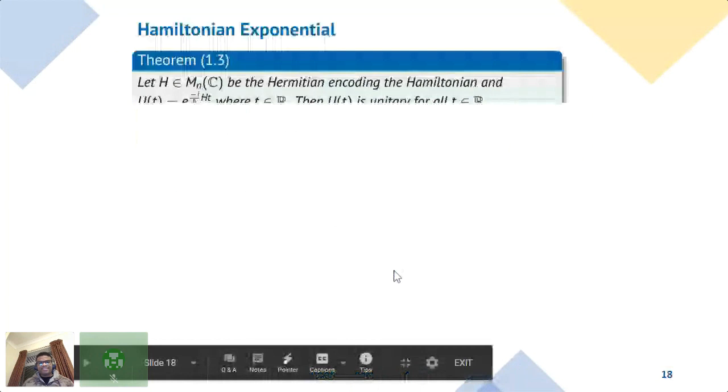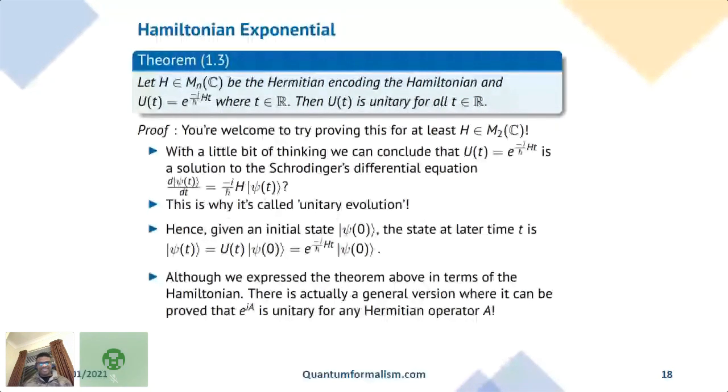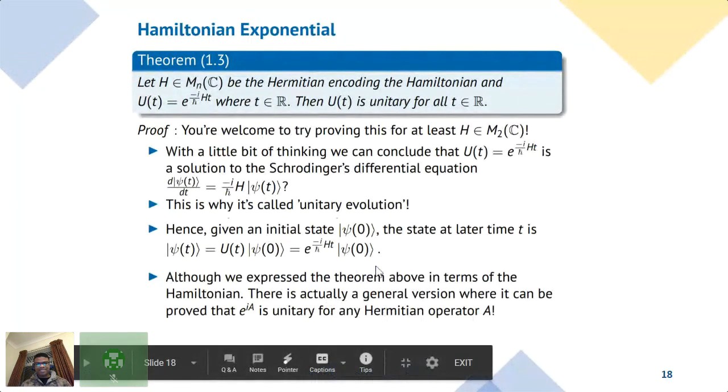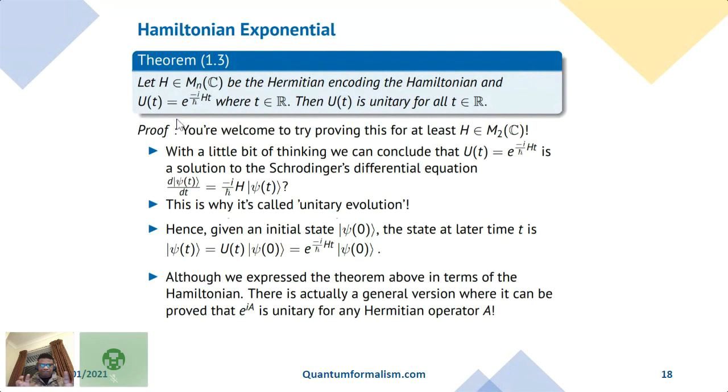Now, here's the moment of truth. Hopefully not the moment of confusion, but I did the best I can. So let's see this theorem. I will comment that this is a little bit forged, because we could have stated it in a more general fashion, but I chose to cut to the chase and go straight to what matters. It says: if H is a hermitian operator encoding the Hamiltonian, and we have this parameterized map U of t defined as the exponential of minus i over h bar times H times t, where t is a real number, then the claim is that U of t is unitary for all t.